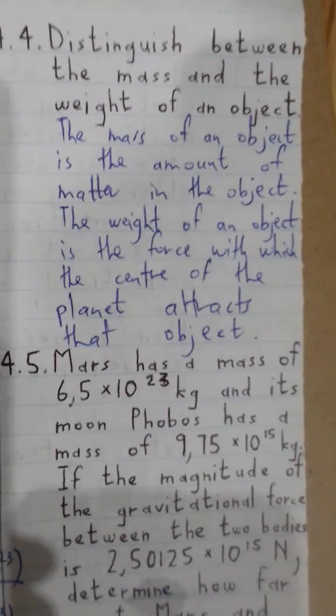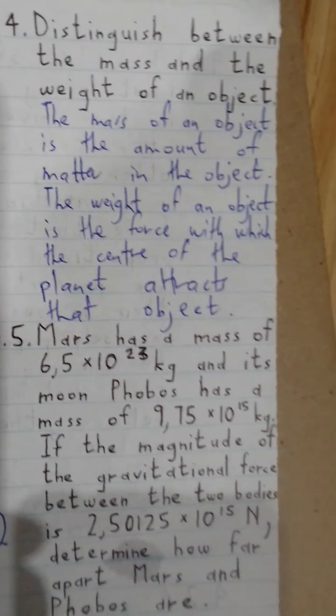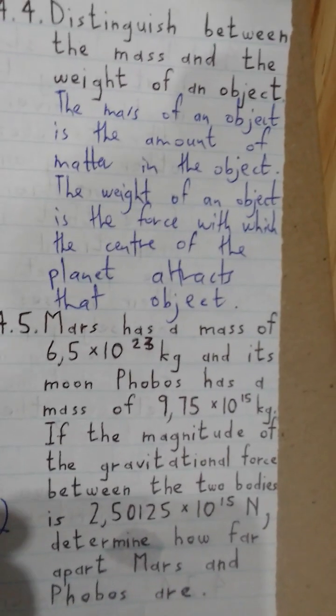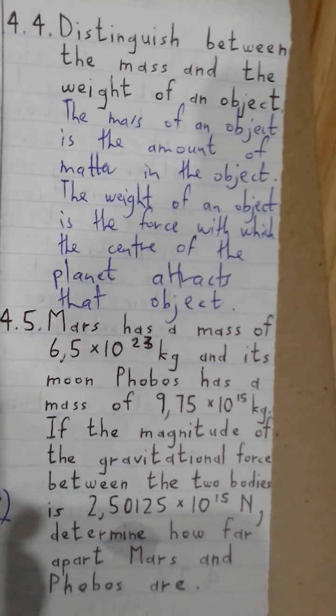Hope that is clear. The mass of an object is the amount of matter in the object and is measured in kilograms, while the weight of an object is the force with which the center of the planet attracts that object.